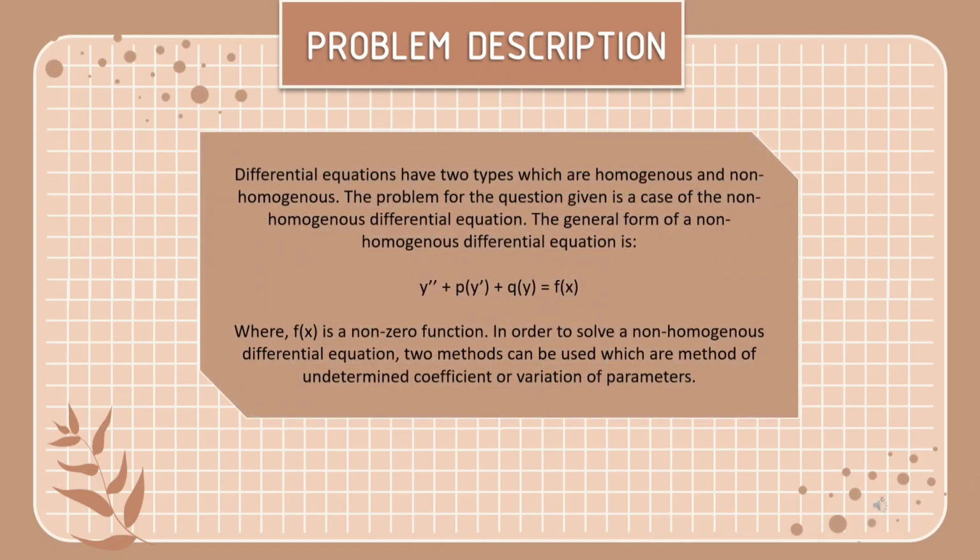Next is the problem description. Differential equations have two types, which are homogeneous and non-homogeneous. The problem for the equation given is a case of the non-homogeneous differential equation. Here is the general form of a non-homogeneous differential equation, where f(x) is a non-zero function. In order to solve a non-homogeneous differential equation, two methods can be used, which are the method of undetermined coefficients, which gives yc, or variation of parameters, which gives yp.